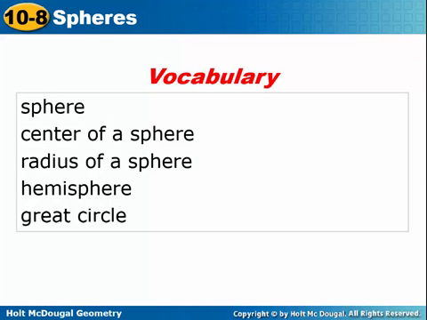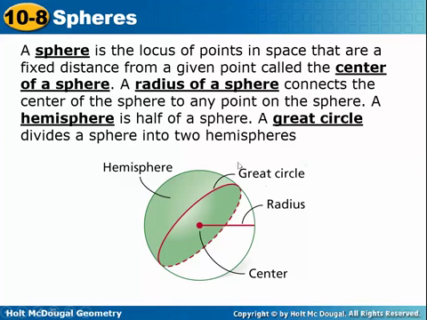There is some vocabulary about spheres. You need to know what the center of a sphere is, the radius, a hemisphere, and a great circle. So here's a diagram of a sphere. A sphere is a ball. And a hemisphere is if you cut that in half. The great circle is the circle that would form the base of that hemisphere. That's called a great circle. It's the biggest circle that you could make on a sphere.